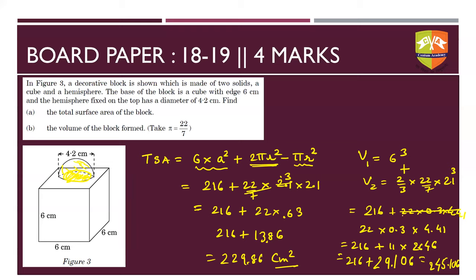Hold on, recalculate. 216, 0.3 into 2.1. Hey, this is so tedious. Into 2.646, that's fine. 2 into 3, yes, into 11. 29.106. Where do I need to multiply by two? Oh, here. Oh, 2 by 3 is to be multiplied here. Yes, I did not do this 2 by 3 thing, I just added it. So 0.66. 216 and 235.2. Yes, thanks, Aryan. I did not multiply this by 2 by 3. Thank you for pointing out.